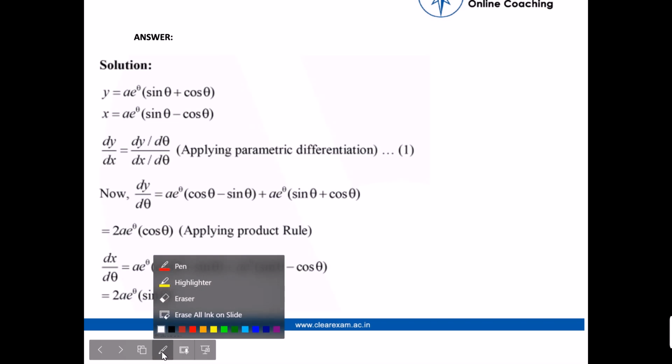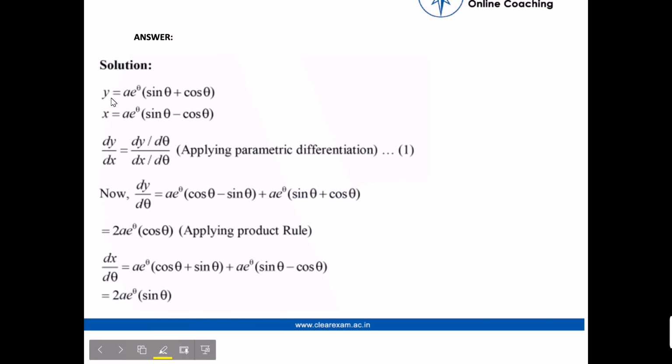So the solution is, as we have the y and x equations, y equals a e to the power theta (sine theta plus cos theta) and x equals a e to the power theta (sine theta minus cos theta). So dy by dx equals dy by d theta upon dx by d theta, applying parametric differentiation. And so we get this first equation.